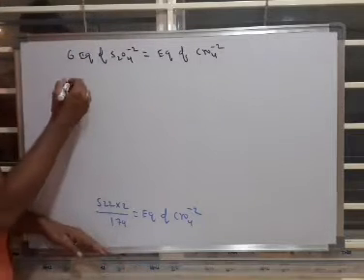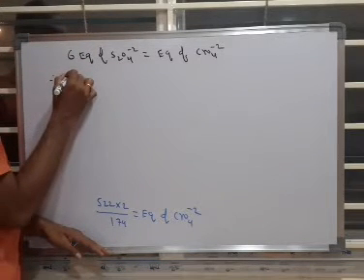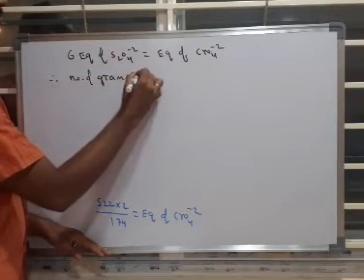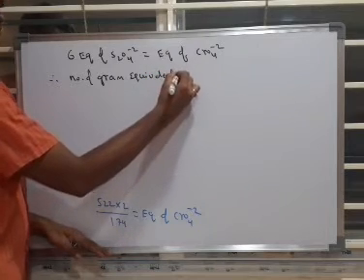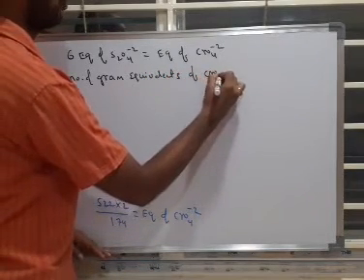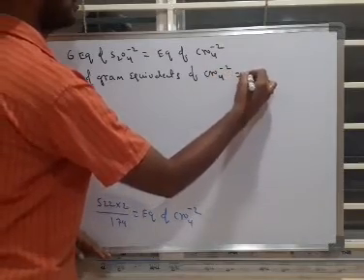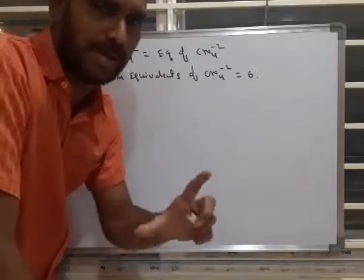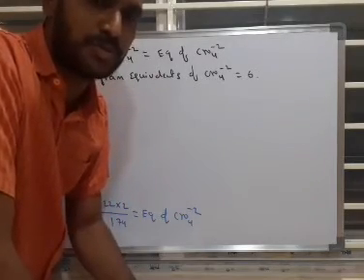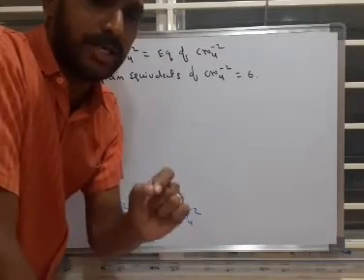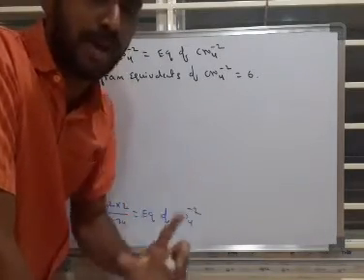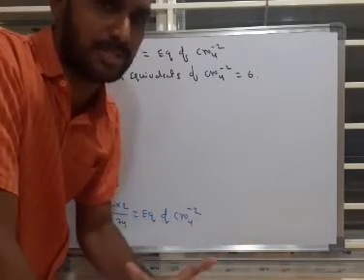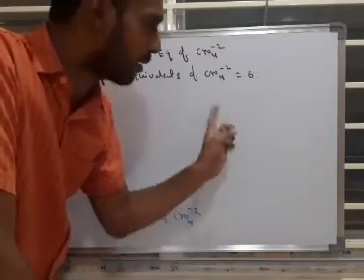So therefore, number of gram equivalents of CrO4 minus 2 is equal to 6. So actually this 522 grams of S2O4 minus 2 was used to reduce the CrO4 minus 2. So we equated its gram equivalents with the gram equivalents of CrO4 minus 2. So it is 6 for this also.